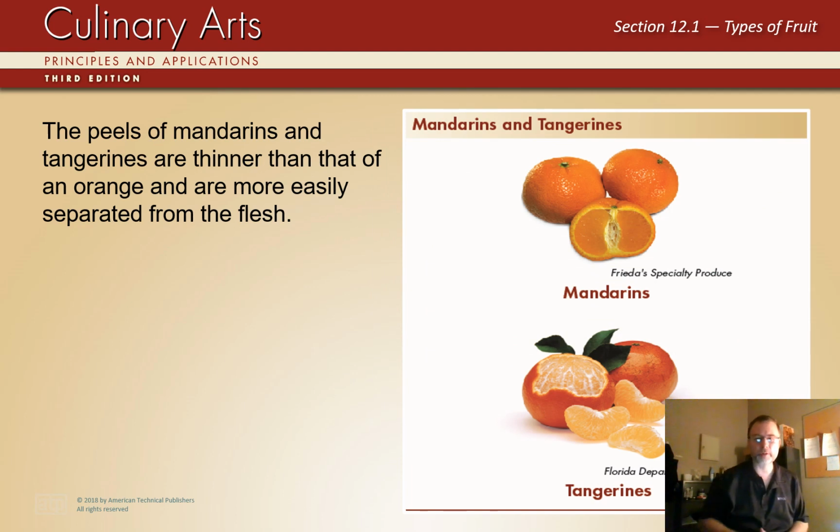Then we have mandarins and tangerines. Now they're easier to separate. They're easier to peel. People like them. They don't have quite as much pith. That's that white part that's right under the rind of the orange, and so they're easy eating. We actually have really small types of tangerines that are sold for children because they're very easy to eat, easy to peel.